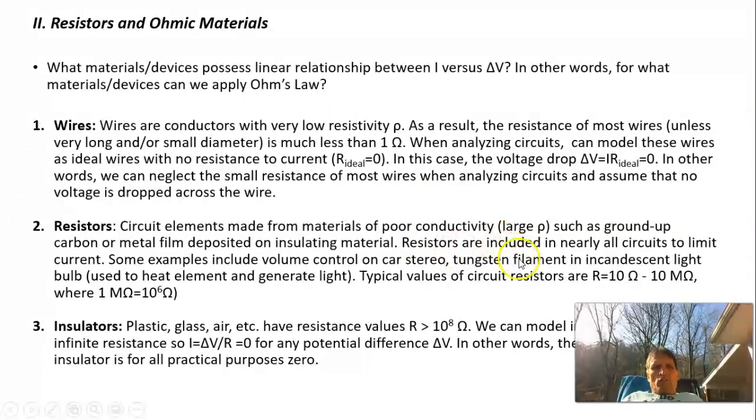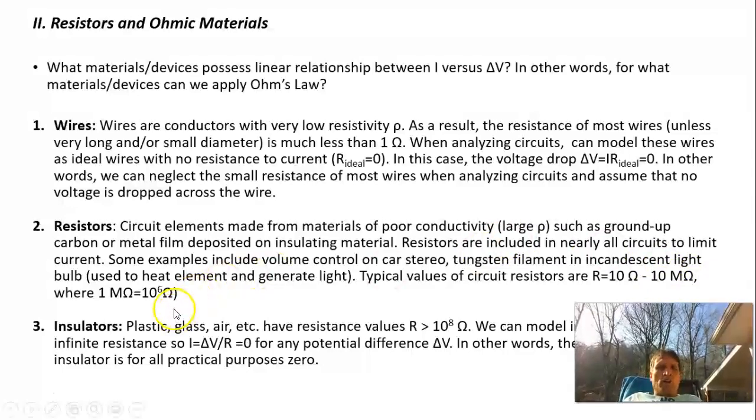The volume control on your car stereo is an example of a resistor. The tungsten filament in an incandescent bulb is another. Typical values of resistors range from 10 ohms to 10 mega ohms, where mega means 10 to the 6, so this would be 10 to the 7 ohms. We're going to analyze circuits that have various resistors in them in the next chapter.